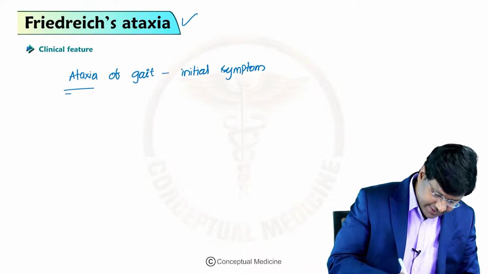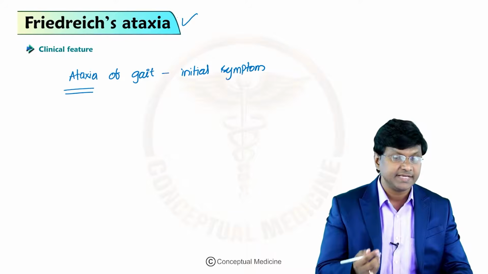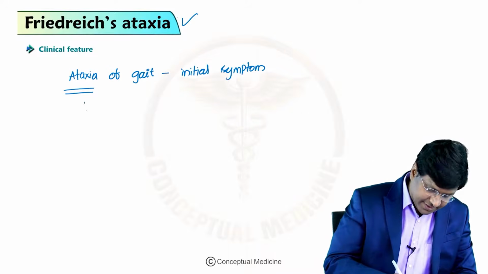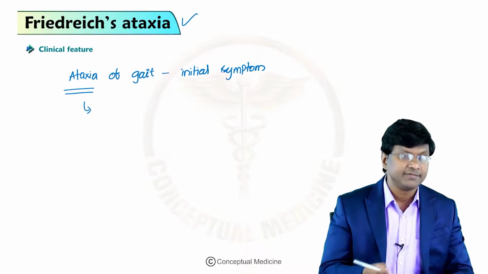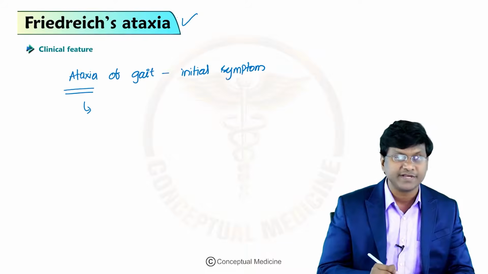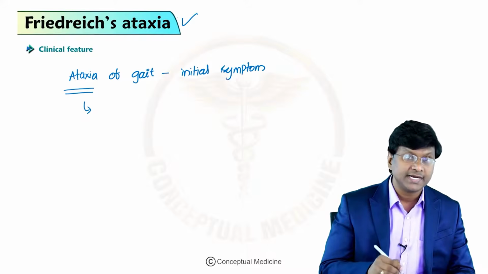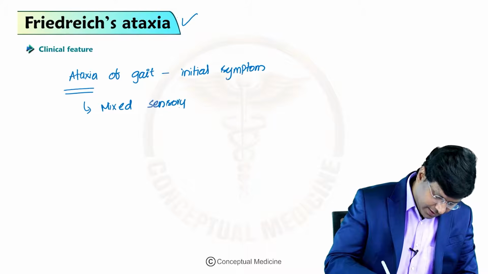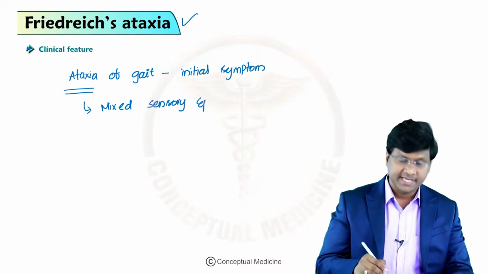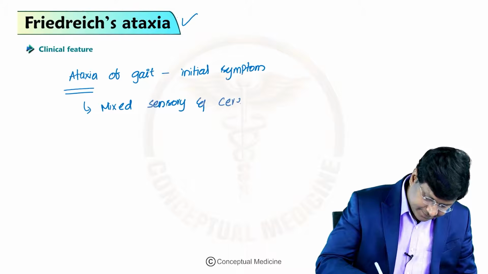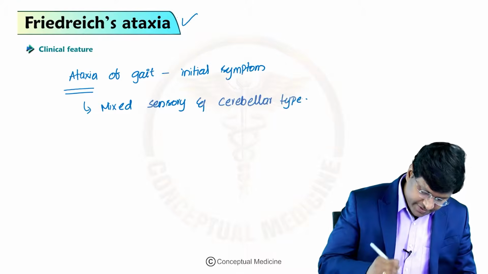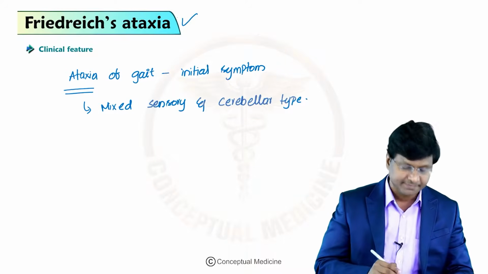Now, if you take this ataxia, what exactly is this? It is imbalance while walking, which is what is called ataxia. And what is the type of ataxia you will have? There is peripheral neuropathy and there is also spinocerebellar tract involvement. So the ataxia is of mixed sensory and cerebellar type.